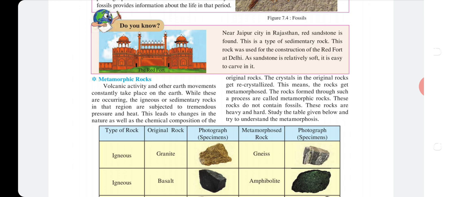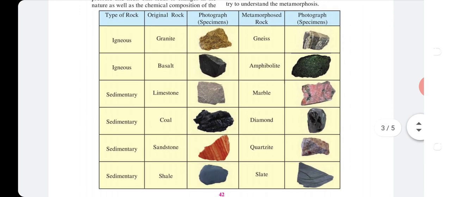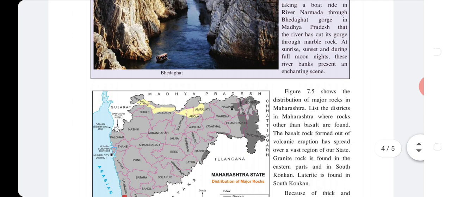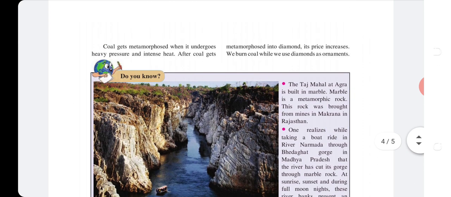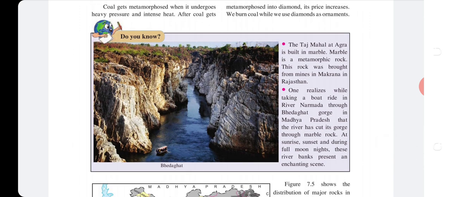Study the table given below and understand the metamorphosis. Coal gets metamorphosed when it undergoes heavy pressure and intense heat. After coal gets metamorphosed into diamond, its price increases. We burn coal, while we use diamond as an ornament. Do you know the Taj Mahal at Agra was built in marble? Marble is a metamorphic rock. This rock was brought from the mines of Makrana in Rajasthan.